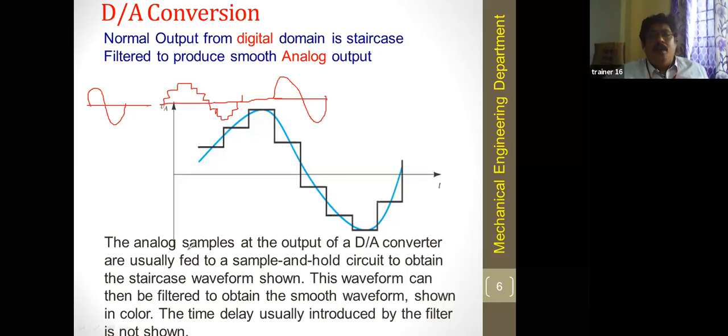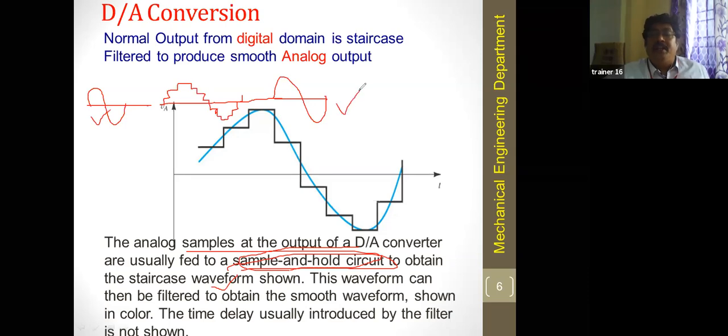Here, the analog samples at the output of the DA converter are usually fed to a sample and hold circuit to obtain the staircase waveform. This is the staircase. And in which way will it be obtained? By the sample and hold circuit, which we already discussed in the previous slide. This waveform can then be filtered to obtain the smooth waveform. We can get the smooth waveform in this color.